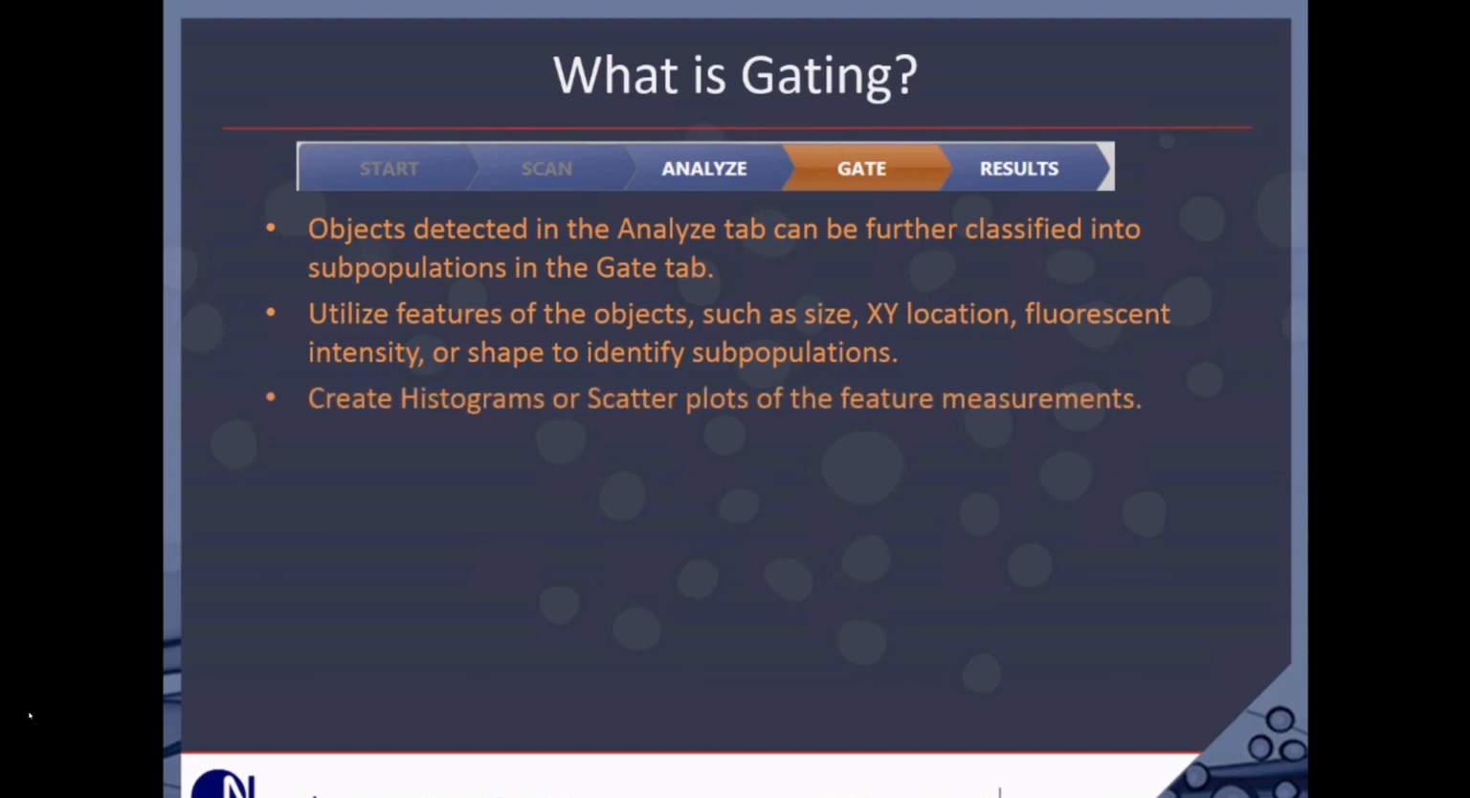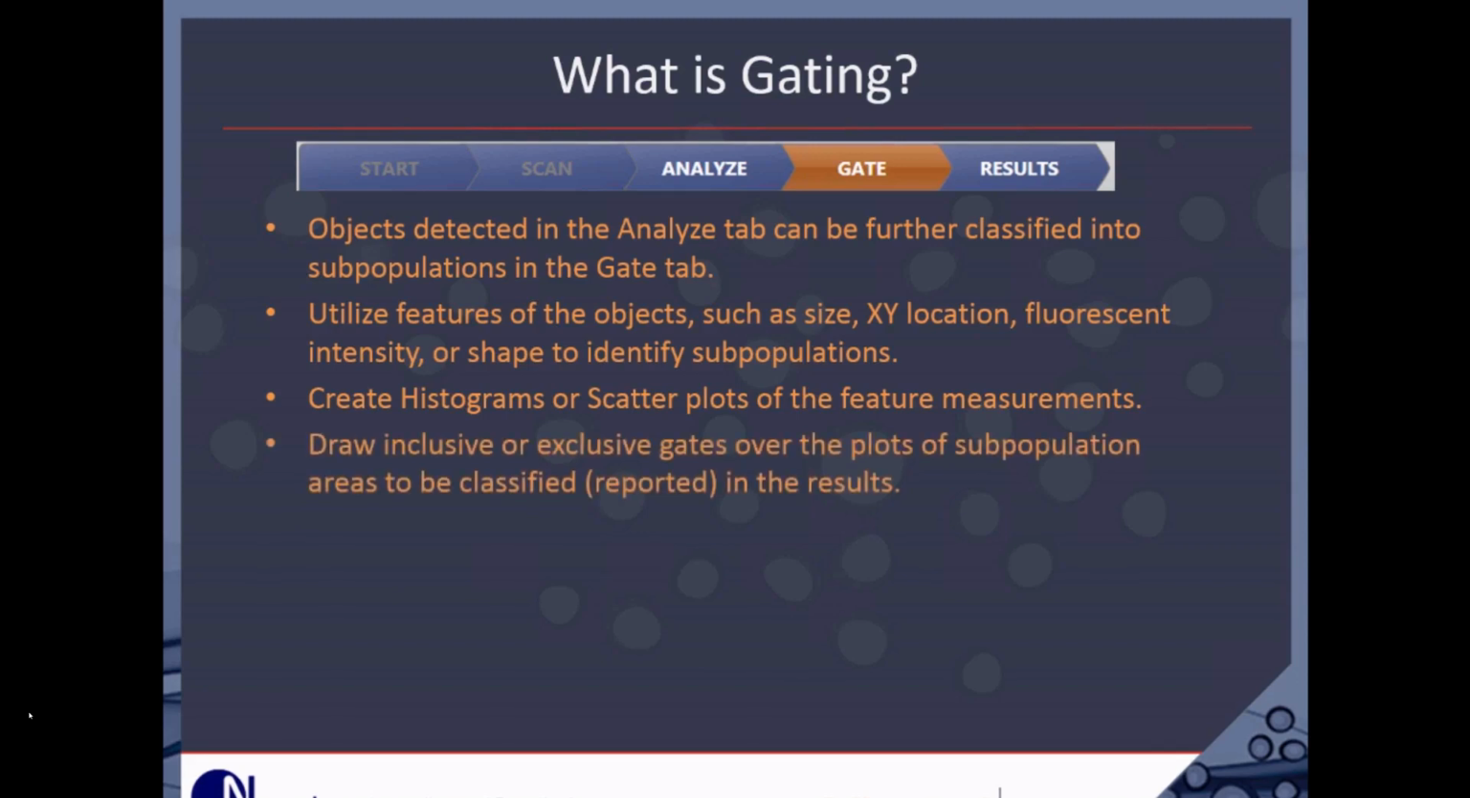So what kind of graphs can we create? We can use histograms, which is a one-dimensional plot, or we can use scatter plots, which is two-dimensional. So two parameters or two features, and then plot them according to those measurements. And you can create more than one. You can have as many graphs as you want. You just have to only select the classes.